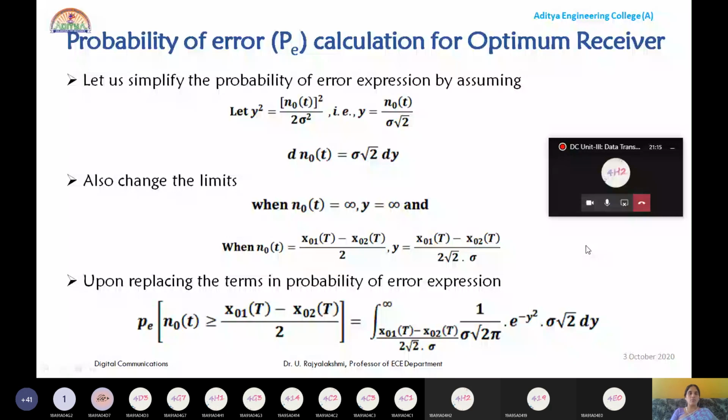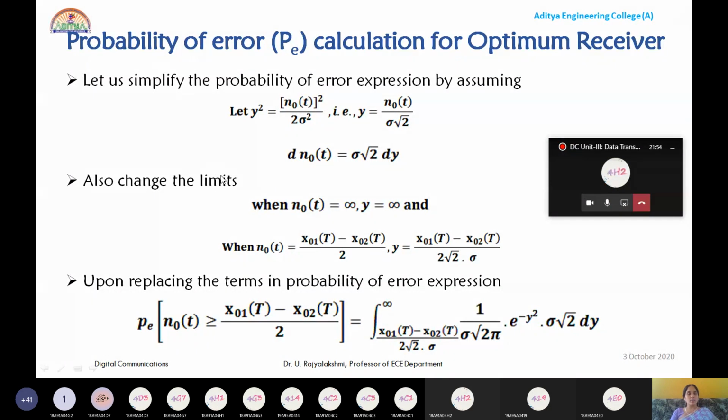So you can see the same thing here. We assumed y square as n naught of t whole square divided by 2 sigma square. What is y here? y is n naught of t divided by sigma root 2. What is n naught of t? That is the output estimated noise. We are going to replace dn naught of t in terms of dy, so we represented dn naught of t as sigma root 2 dy.